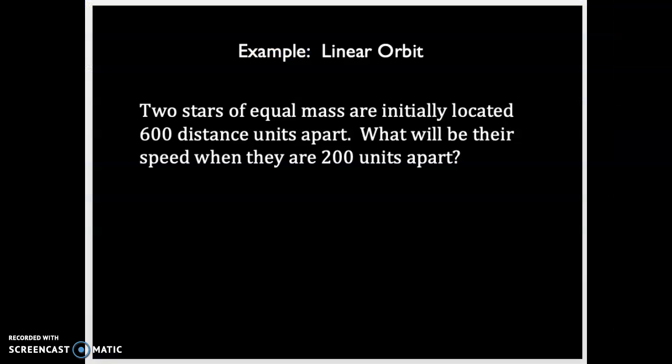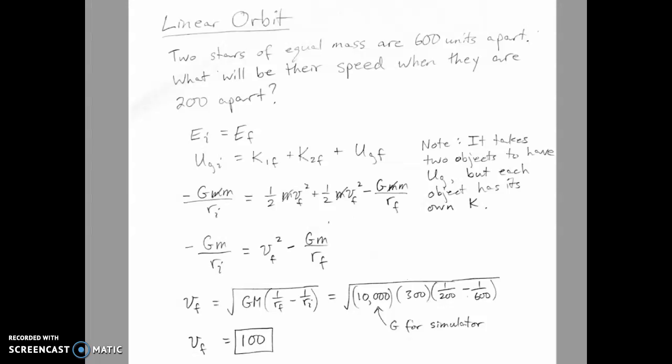So this example problem is going to help you do activity 8. And activity 7 is kind of similar. It's also the same kind of setup with energy, but it's to find escape velocity. Let's look at this problem, linear orbit.